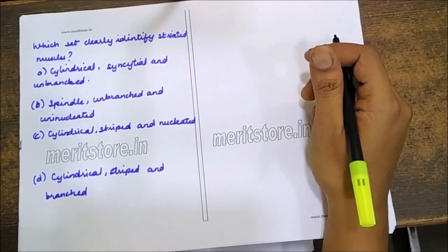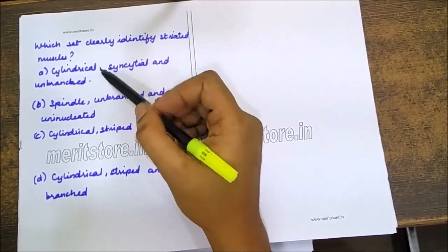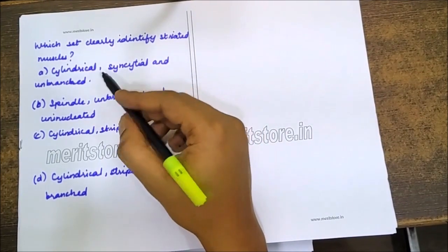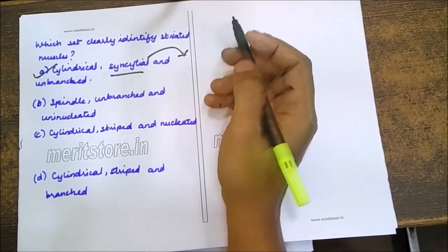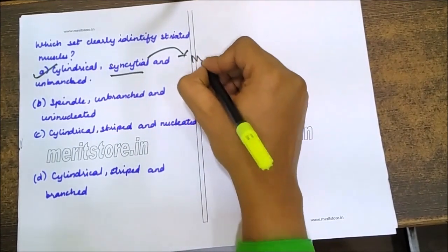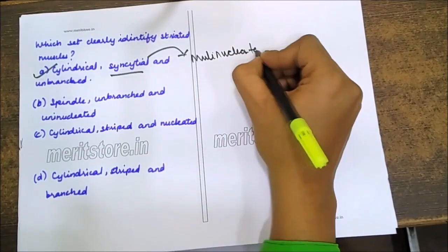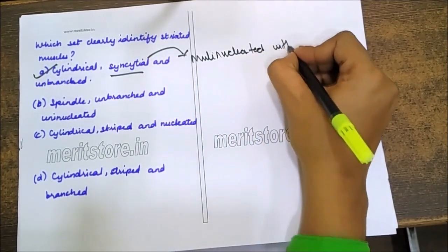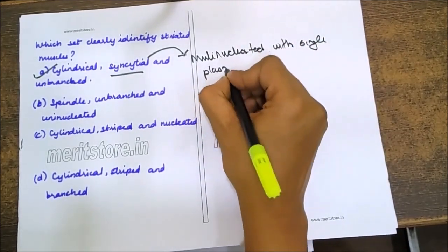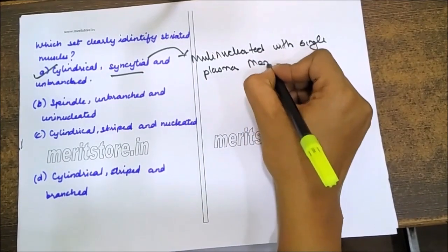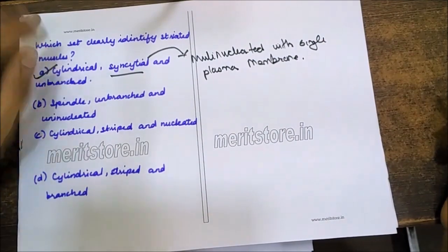Which set clearly identifies striated muscles? Okay, so let's read out the option. The first option says cylindrical, syncytial and unbranched. See, this is actually the best application. Remember, the word syncytial here means it is multinucleated with single plasma membrane. Alright, so the correct option is A.